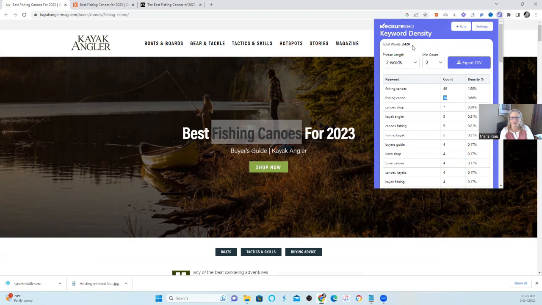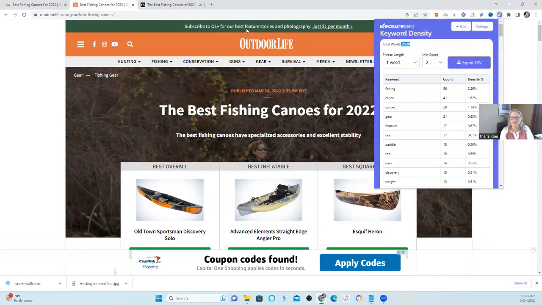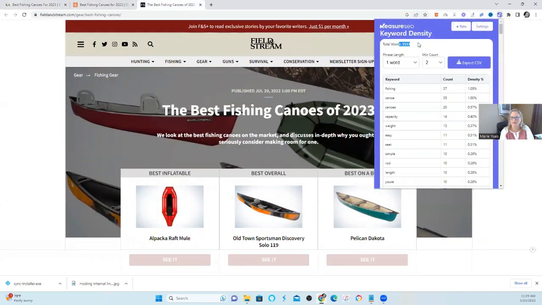So measure SEO keyword density. This is a free tool. It doesn't cost anything, and it lets you look real quick at total word count. That one's at 2,400. This one is at 2,500. So they're kind of around the same. 3,500. This one has 1,000 more words than they do.